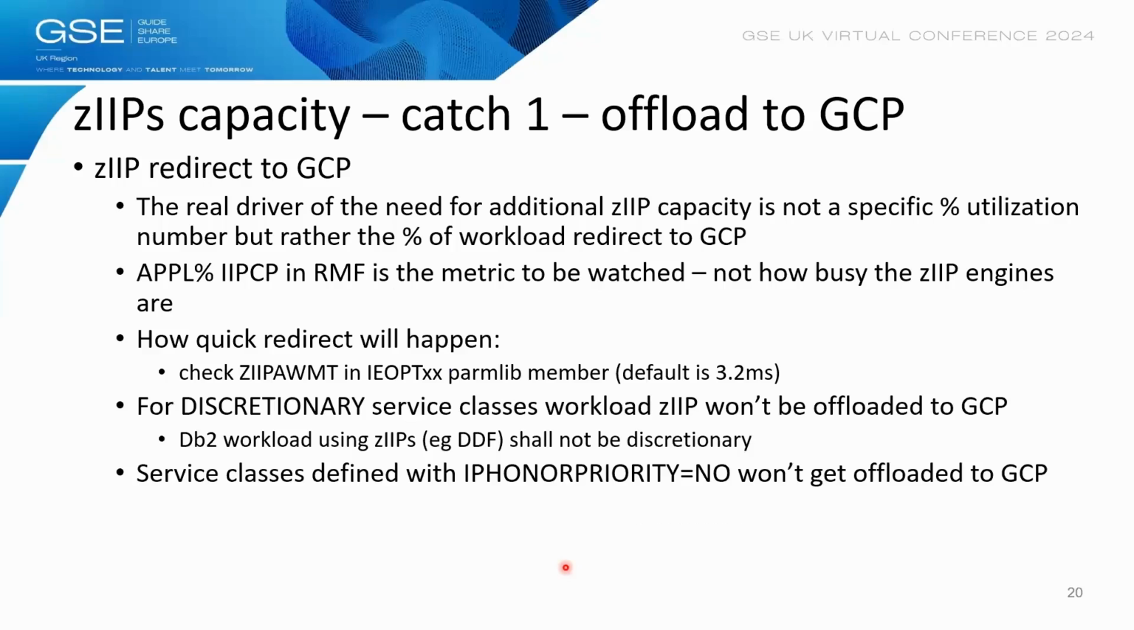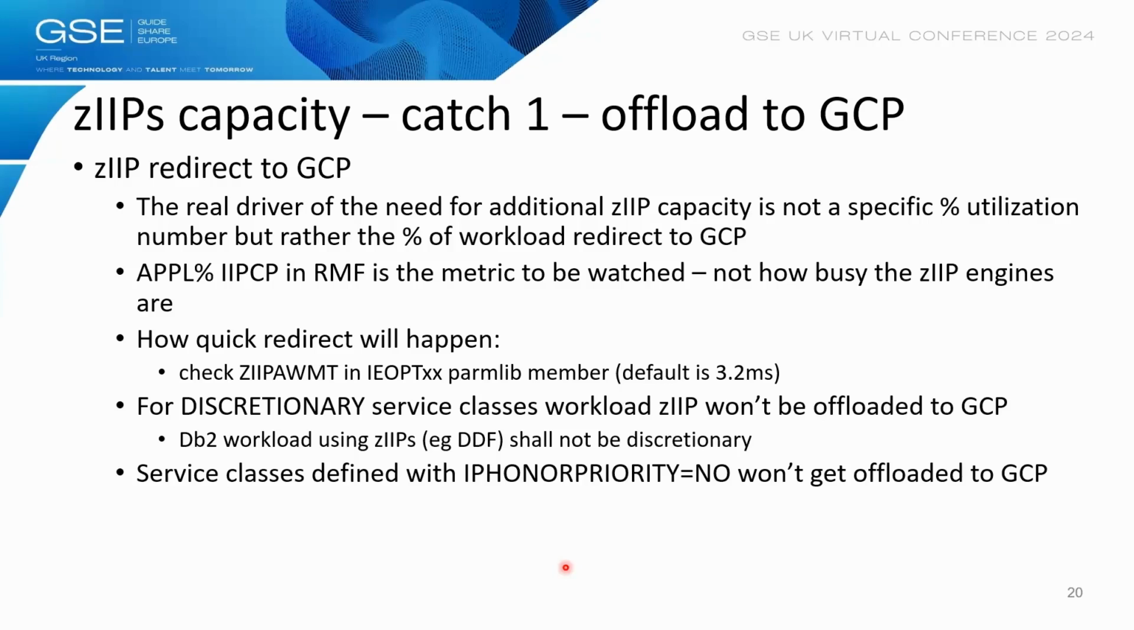Okay, so I already talked about offloading to general CP. So the real driver for the capacity of the zIP is how much we offload. We don't care if the zIP is busy or not, because we paid only once, but what we care about is if the zIP spilled over to general CP, for which we have to pay money, right? The CPU seconds, right? For example, if you are almost always offloading to general CP, then it would make sense to purchase a zIP, as in the long term it's cheaper to pay once for a zIP than the license charges for the general CP, right? So the metric to be watched is basically zIP offload.